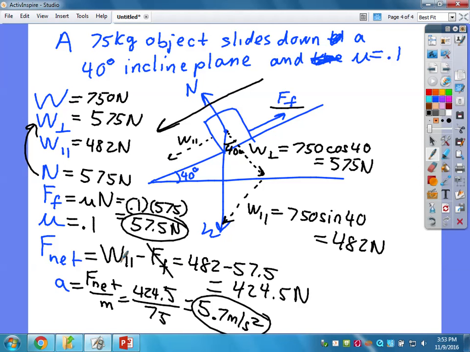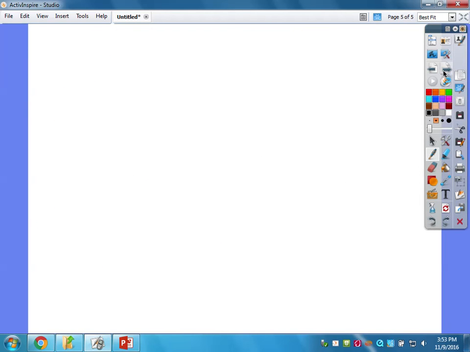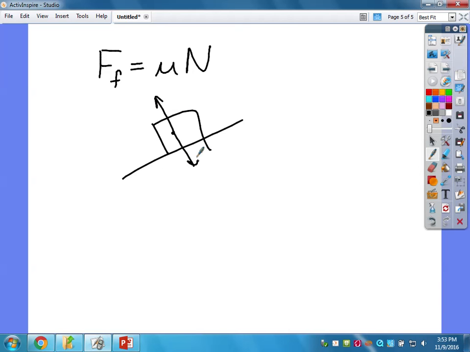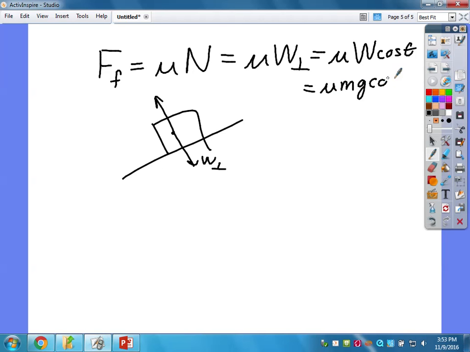Not many other variations to this. All right. The only other thing I might point out to you is a couple little tricks. What if you want to find the frictional force quickly? Well, frictional force equals mu times n. Well, what did we say that n equals on an inclined plane? N is equal to the perpendicular weight. So I could say this is equal to mu weight perpendicular, which is equal to mu weight cosine theta, which then is equal to mu mg cosine theta.